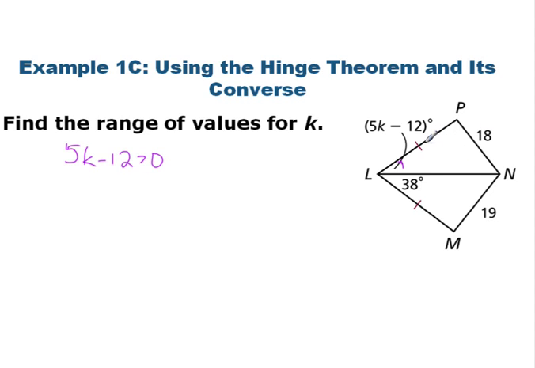The next one comes from the fact that this angle and this angle are sandwiched between congruent sides. So if I look at the third sides, I know that the measure of angle L has to be less than the measure of angle, oh, I need three letters. Let's try this one more time. The measure of angle PLN has to be less than the measure of angle NLM.